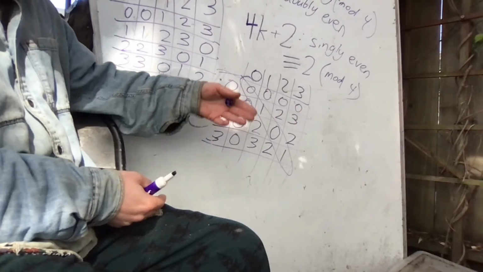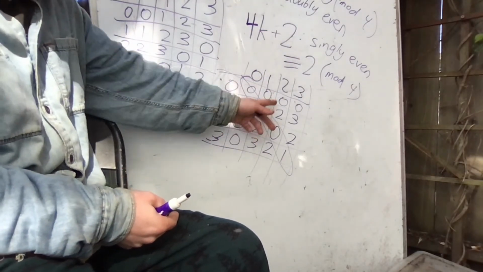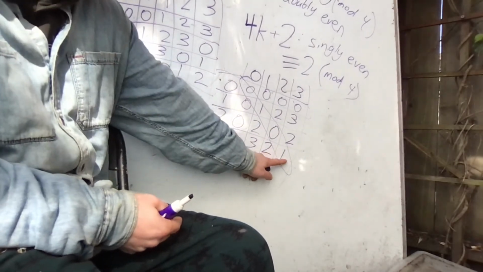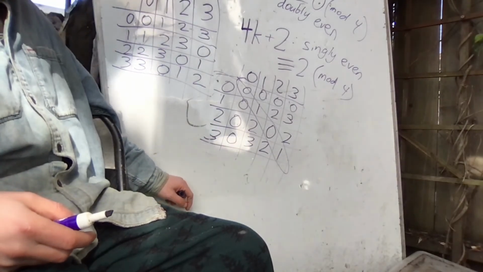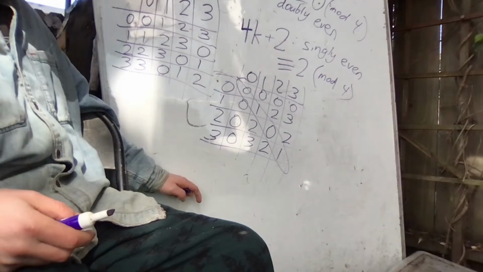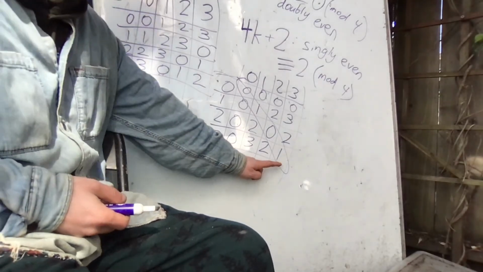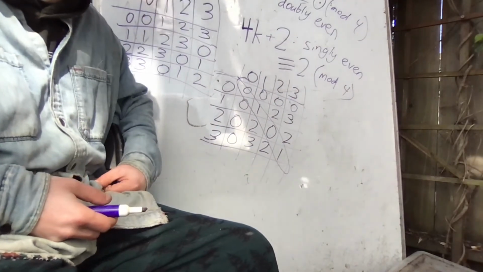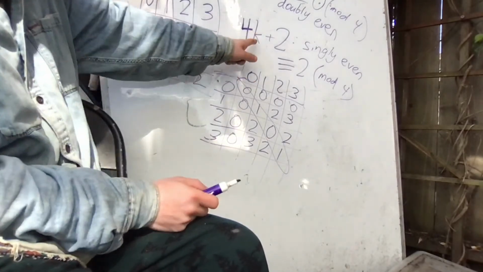0 squared is doubly even. 1 squared is that. 2 squared's back to doubly even. 3 squared's back to that, the ones I was calling the early odds. So square numbers cannot be singly even. They also cannot be the late type of odd, the type of odd that's congruent to 3 mod 4. We could prove that also with this.